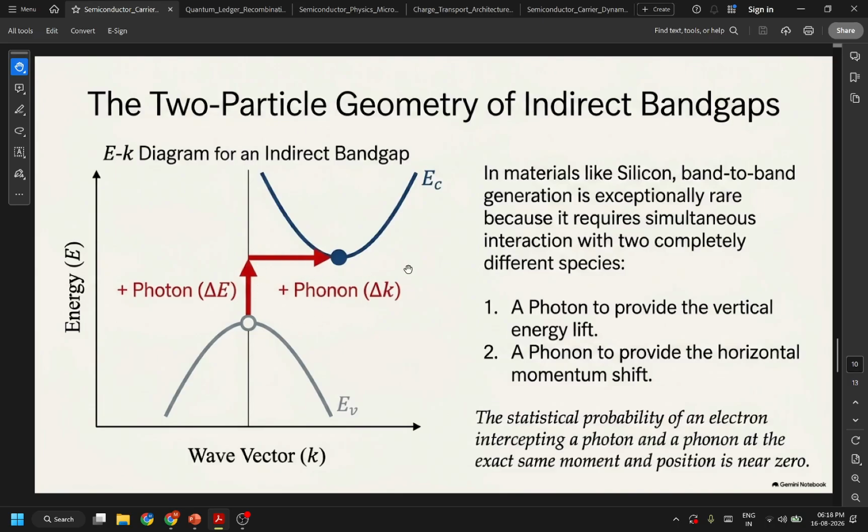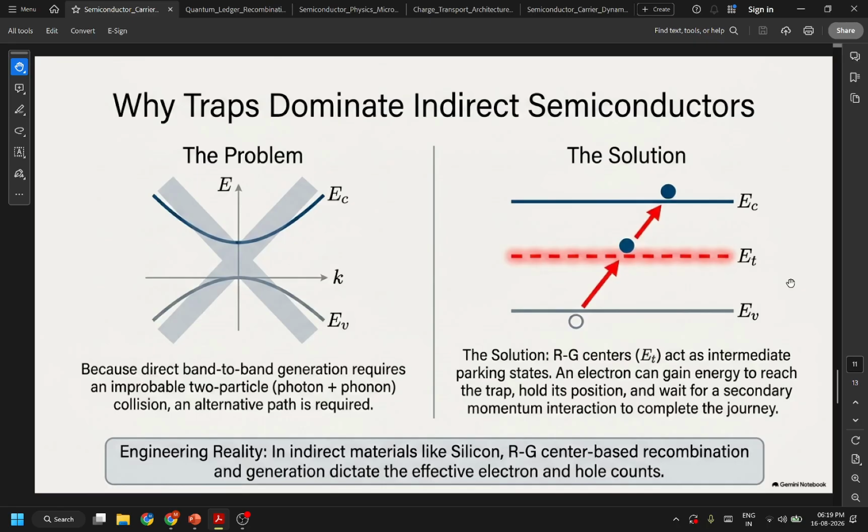So it needs multi-step transitions, which is why traps dominate indirect semiconductors. Because direct band-to-band generation requires an improbable two-particle phonon plus photon collision, an alternative path is required, and the solution is provided using RG centers.